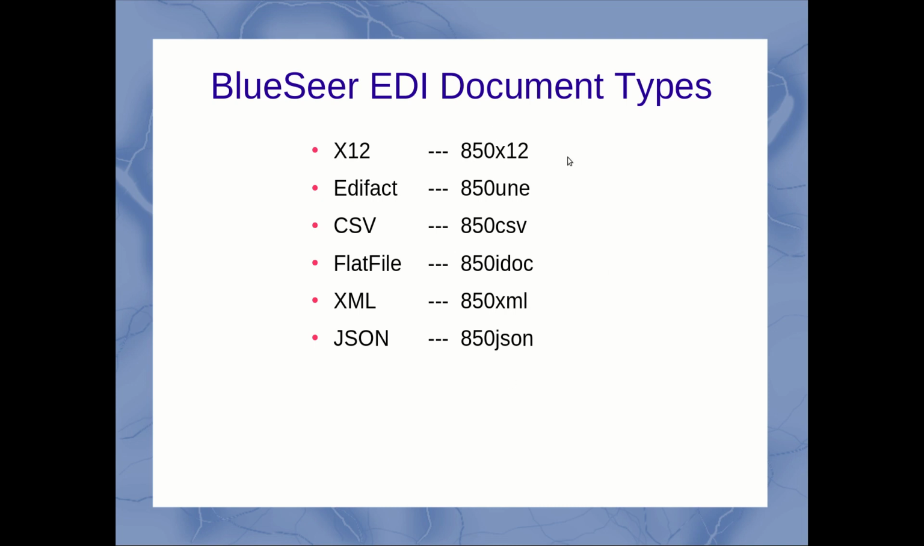Now the Blue Seer code for each one of these types and the document types are all relative to the X12 superset. The 850, for example, is a sales order or purchase order, and one in CSV format is known as an 850 CSV. If it's an iDoc ORDERS05 type document, it's considered an 850 iDoc. If it's an XML sales order, the code for that is 850 XML. So this is the nomenclature that Blue Seer uses to recognize document types, and it's all a subset of the X12 superset.